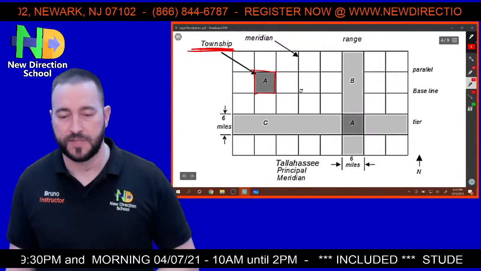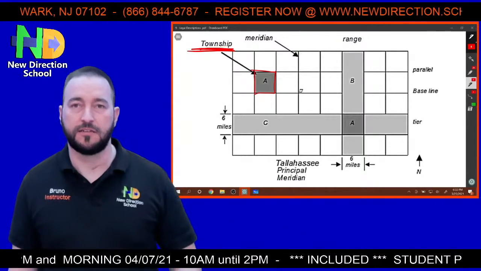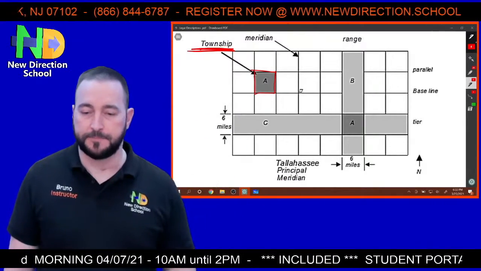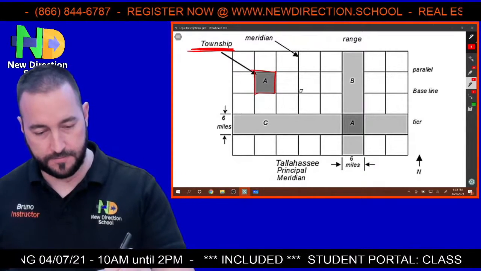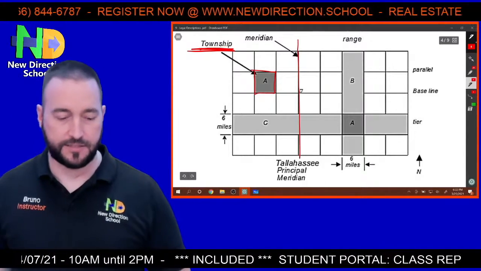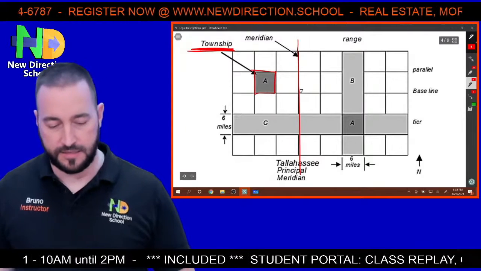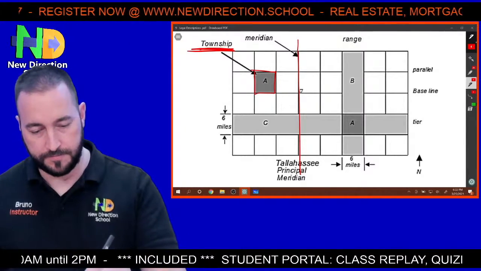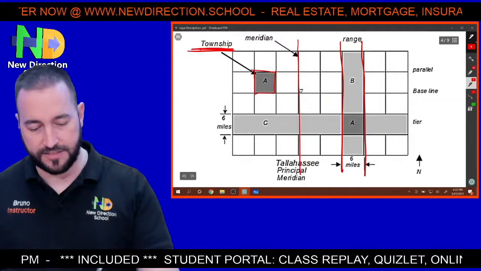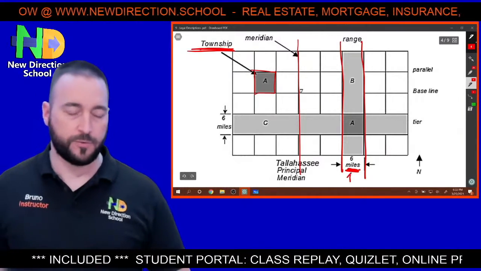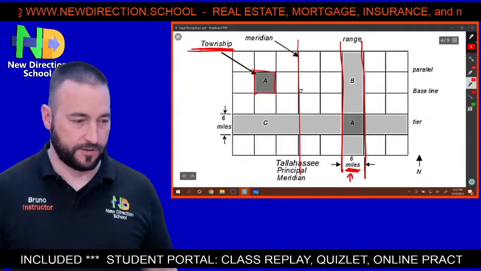Okay? Somewhere in Florida in Tallahassee, township A. These are called meridians, lines. The range is from one to the other, and it's 6 miles. We're going to go over this in a second. I'm just showing you in the figure here.